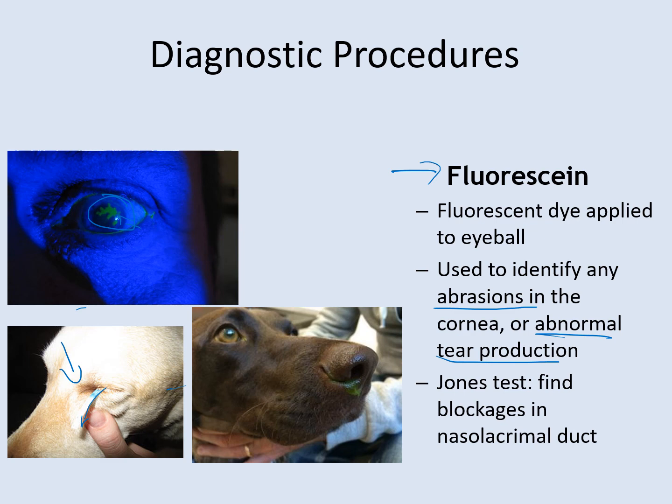You can also do this as what they call the Jones test to see if there's a blockage in the nasolacrimal duct. So you should be able to put fluorescein in the eye, and then it should come out the nose if everything's working properly, and that's what we see in our dog there.